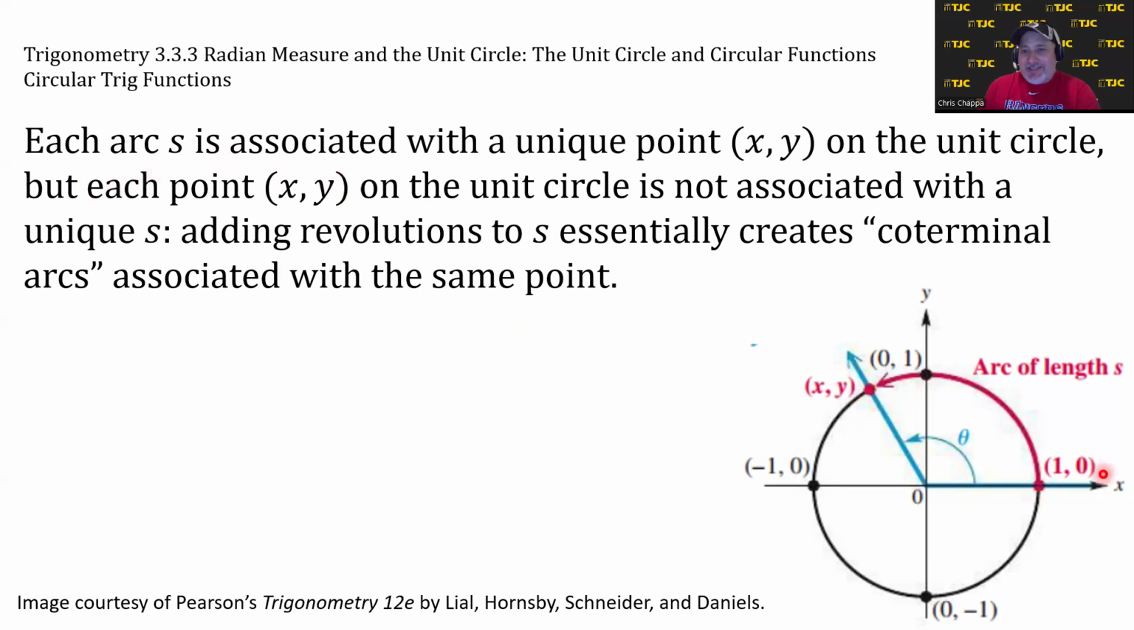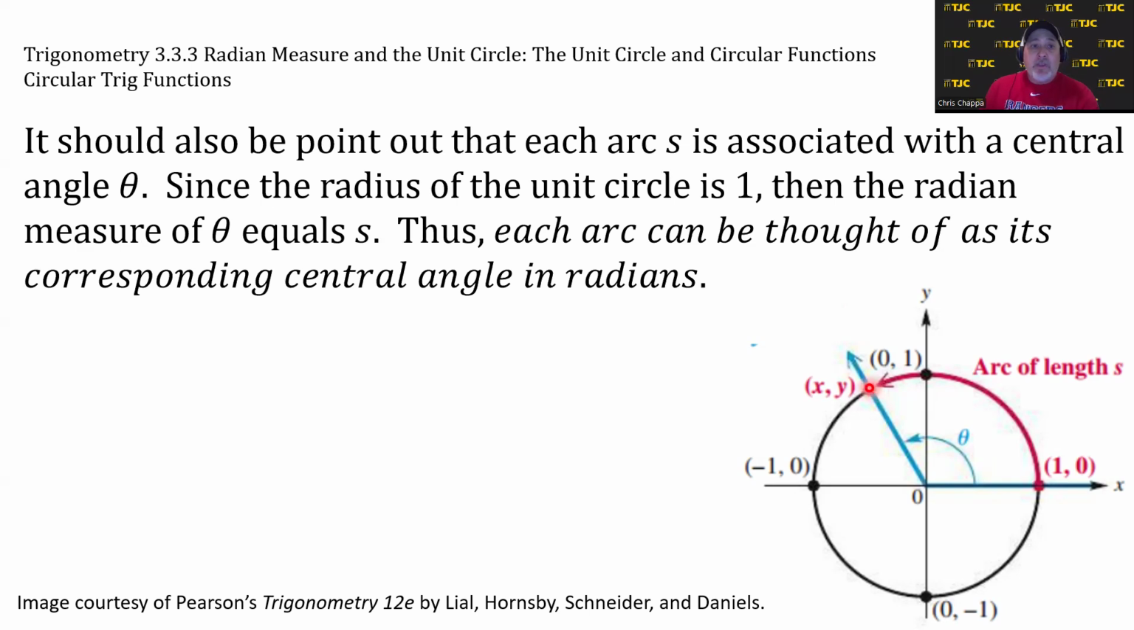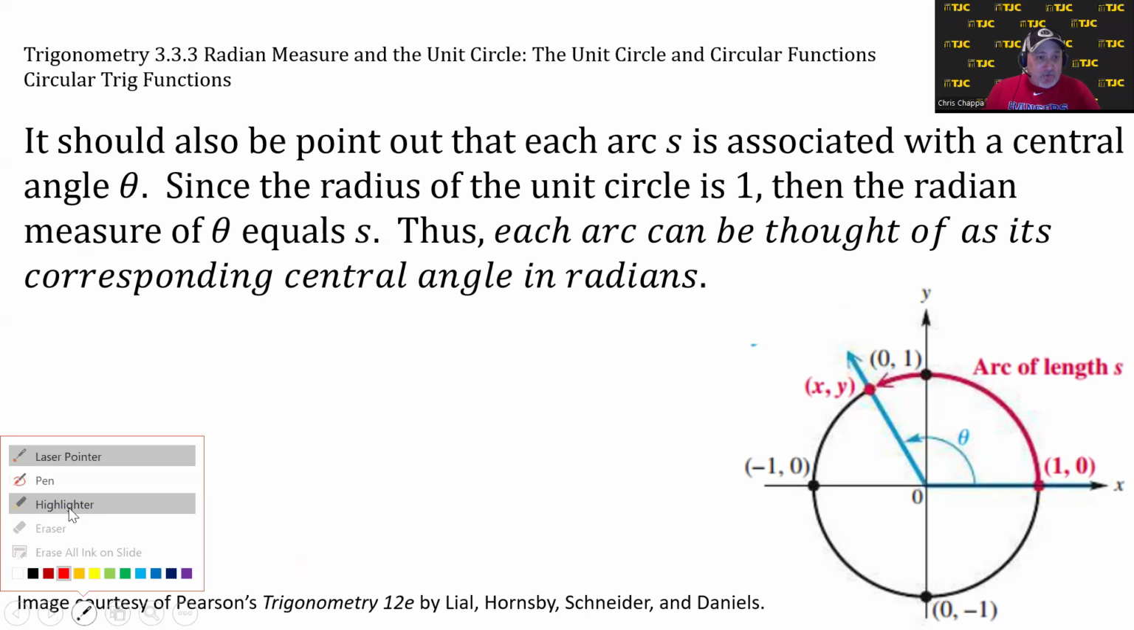Now, each arc s is associated with a unique point (x, y) in the unit circle, but each point (x, y) in the unit circle is not associated with a unique s. Why? Because if I add another revolution, which is like adding 2 pi to s, that essentially creates coterminal arcs with the same point. It should also be pointed out that each arc s is associated with the central angle theta. And since the radius of the unit circle is 1, then the radian measure of theta is equal to s. And the reason for that is real simple.